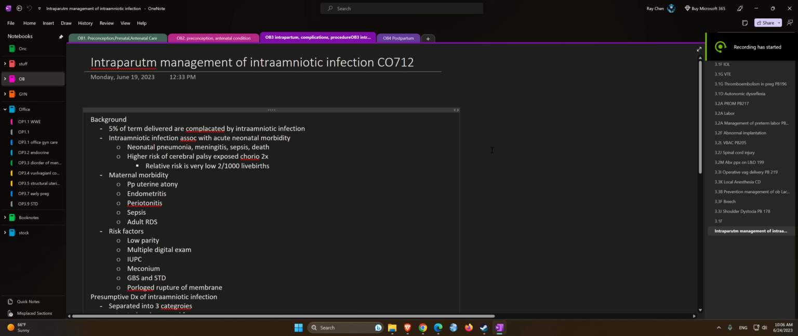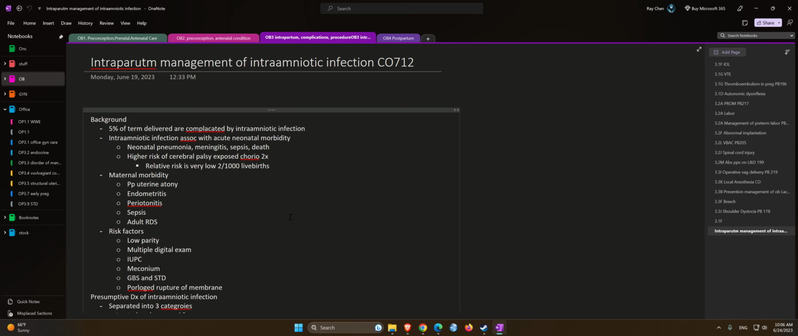Let's talk about intrapartum management of an intraamniotic infection. Background: 5% of term deliveries are complicated by intraamniotic infections. Intraamniotic infection is associated with acute neonatal morbidity, such as neonatal pneumonia, meningitis, sepsis, and death.